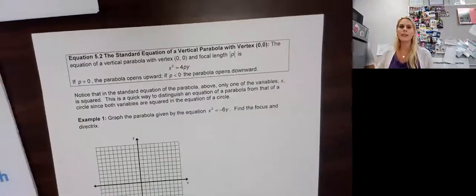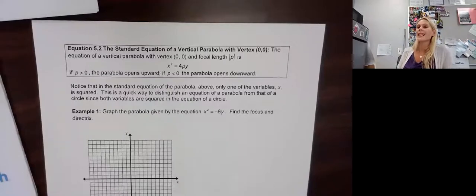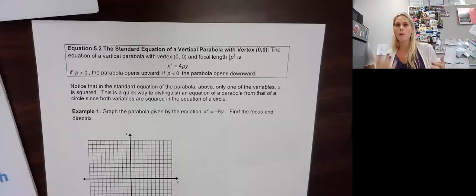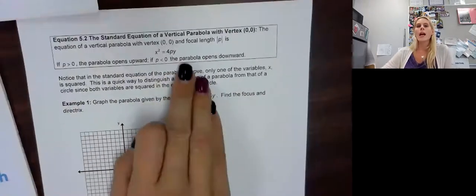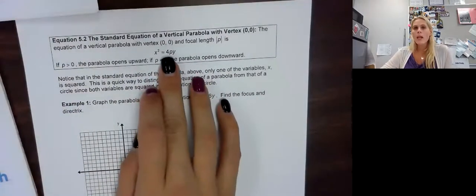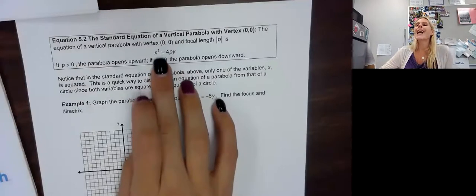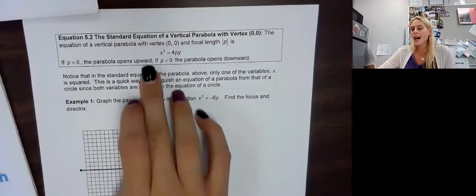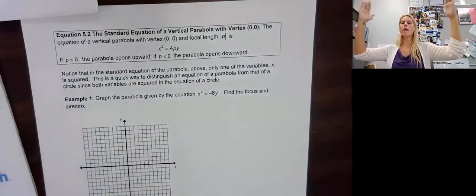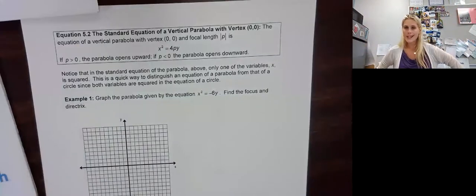Equation 5.2, the standard equation of a vertical parabola with vertex 0, 0. Okay, so you got to kind of think of this as a new equation for a parabola. Kind of the same thing, but just a little bit different. The equation of a vertical parabola with vertex 0, 0 and the focal length p is x squared equals 4py. Okay, so anytime you see it in this form, this is a parabola. Now, we know it's vertical because it's x squared. And then if p is greater than 0, it opens up, right? It's upward. Whereas if p is less than 0, we go down.